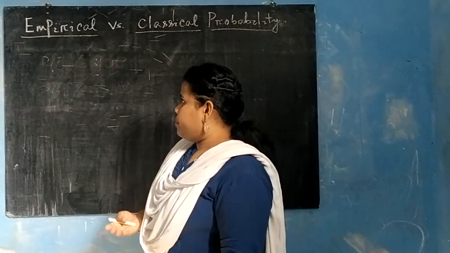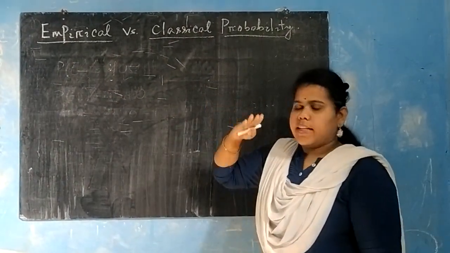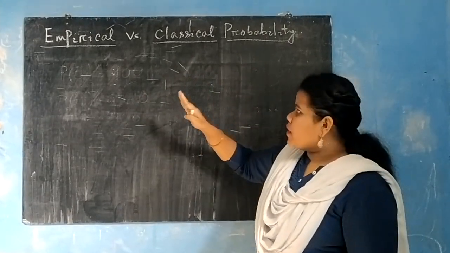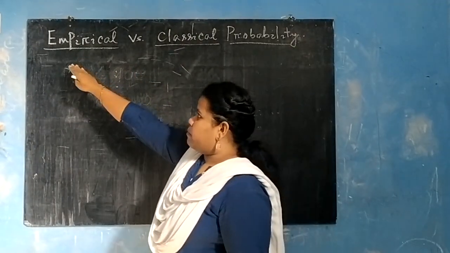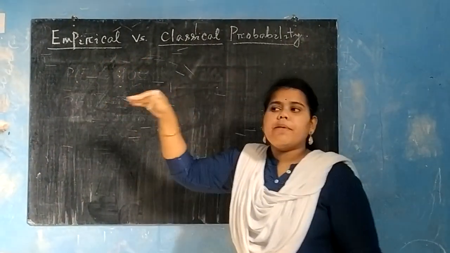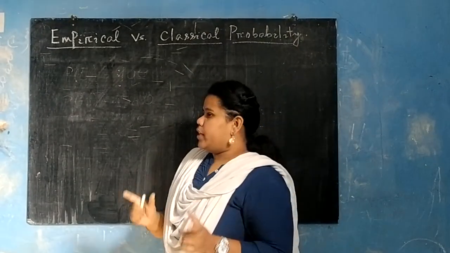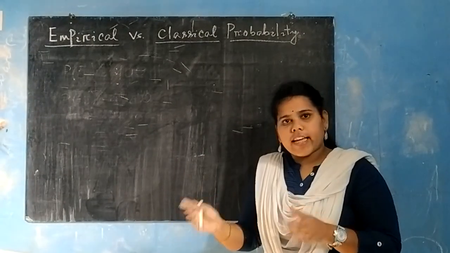Many students are confused between the empirical and classical probability. In this section, we clarify what is the difference between experimental probability and the classical probability. The first one is the empirical probability or experimental probability. Experimental probability means a probability in which the number of the experiments or trials is given.